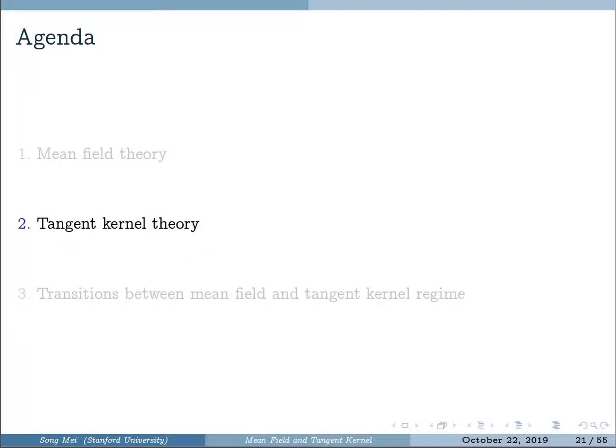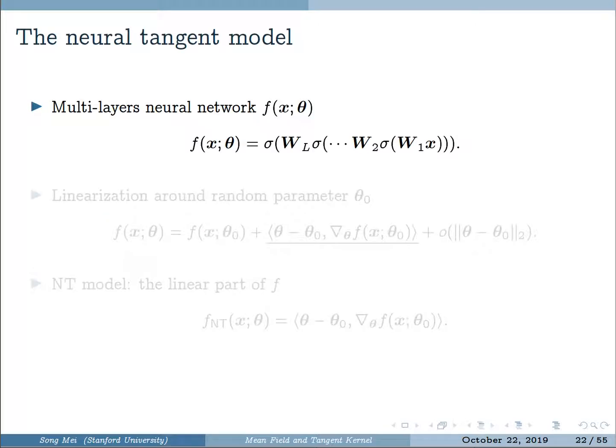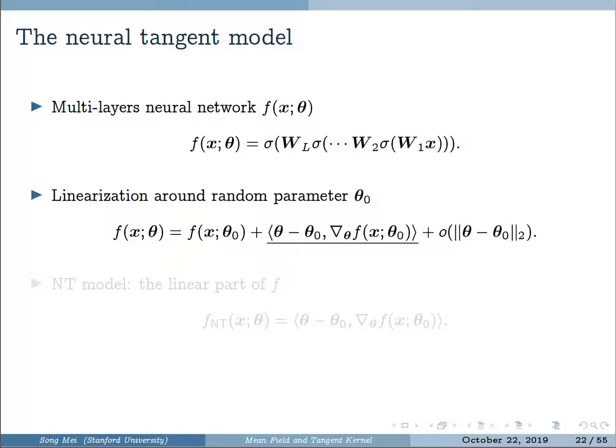Next we move to the tangent kernel theory, which is also a theory that emerged last year and explained the success of optimization of neural networks. But it gives us another perspective. Let's consider a prediction function f of x and theta. Let's say this prediction function f is a multi-layer neural network. The specific formulation of this f is not very important.